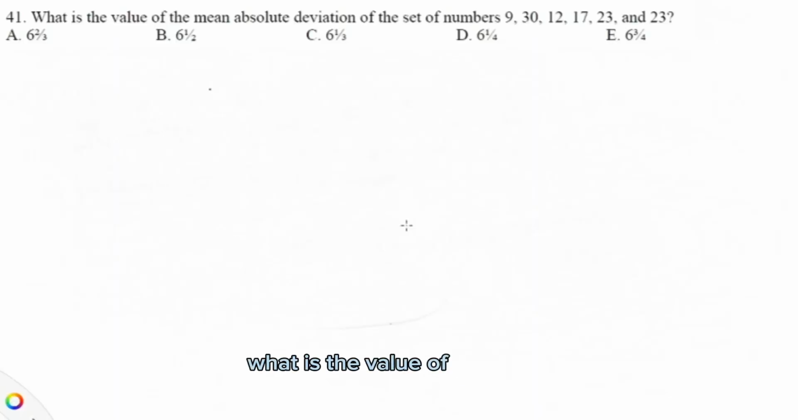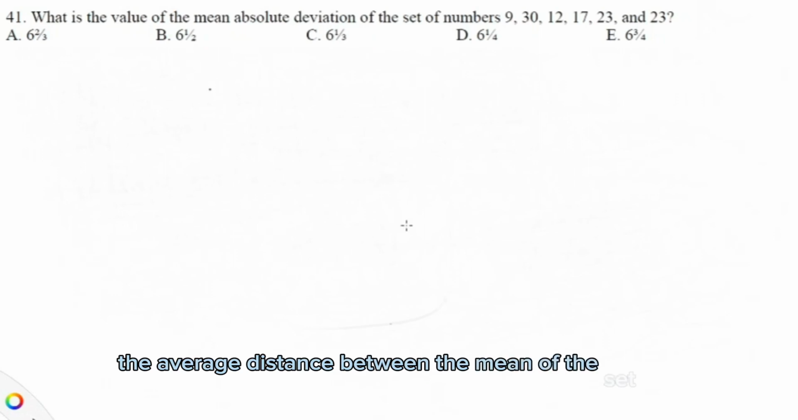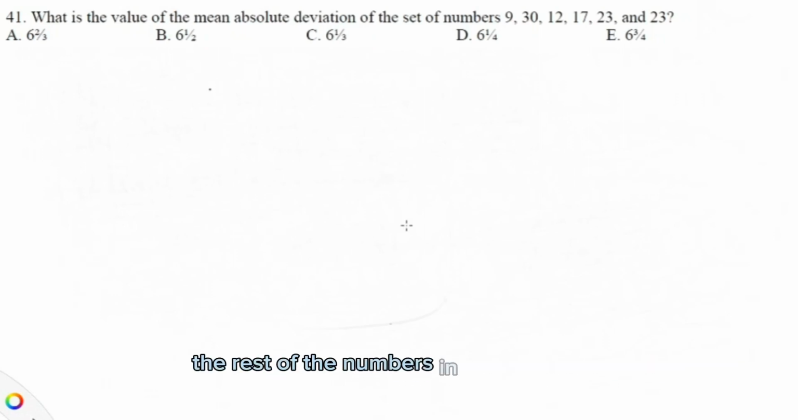Alright, number 41. What is the value of the mean absolute deviation of the set of numbers 9, 30, 12, 17, 23, and 23? Alright, the mean absolute deviation is just the average distance between the mean of the set and the rest of the numbers in the set.